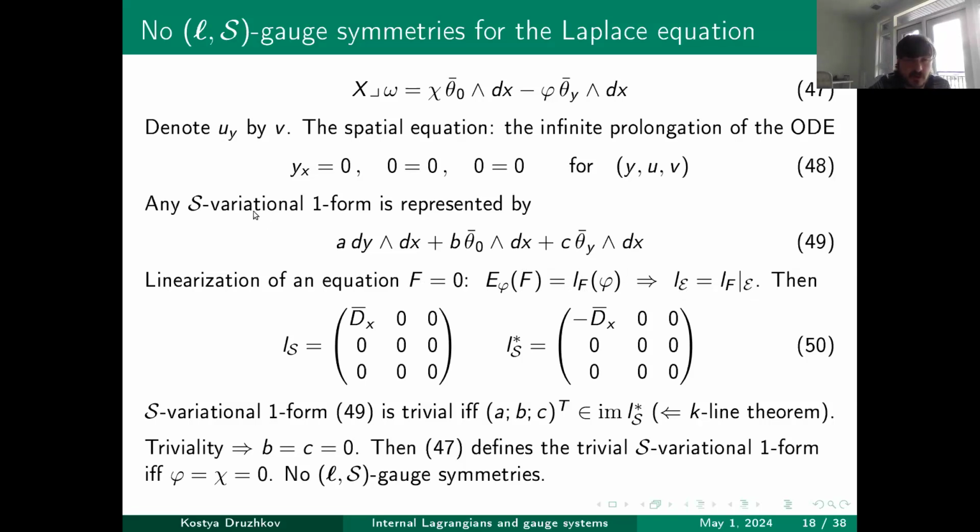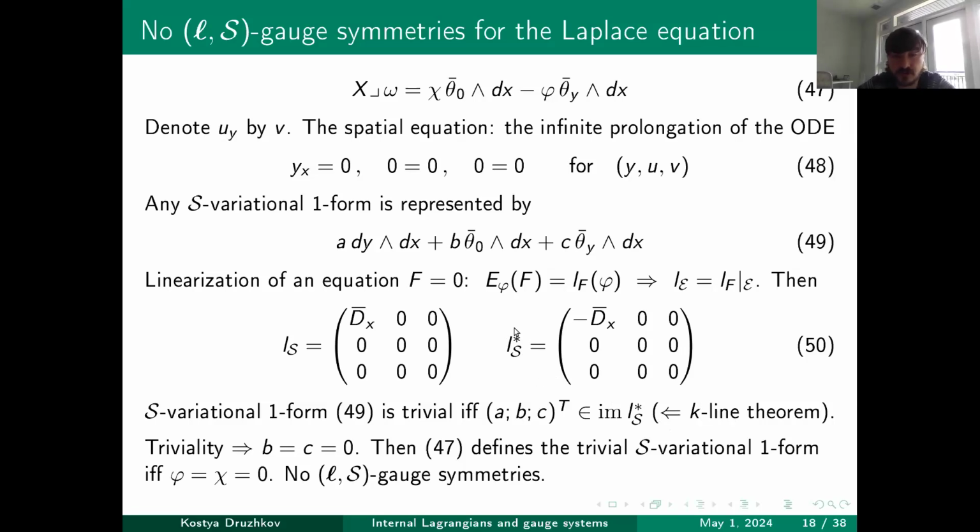And in the case of our spatial equation, the corresponding linearization is given by this square matrix, 3 by 3. It becomes square just because of these trivial equations. Without them, it's just the first row. But it changes nothing. Geometrically, of course, it gives us nothing, but it's convenient to consider everything in this way. And the corresponding adjoint linearization, the formally adjoint operator, is given by this matrix, 3 by 3 again. And it's known that an S-variational one-form is trivial if and only if the corresponding coefficients belong to the image of this adjoint linearization. This result follows directly from the Cline theorem. It's nothing but a corollary of the Cline theorem.